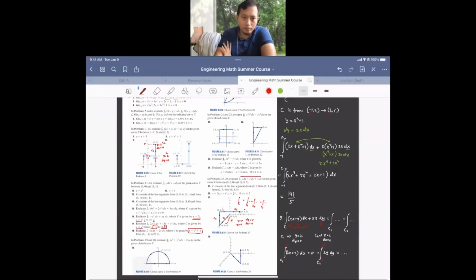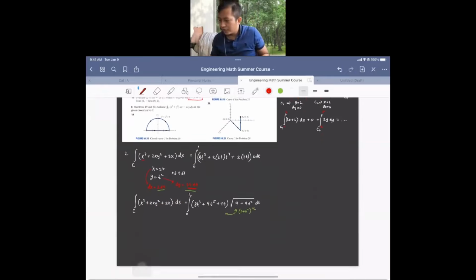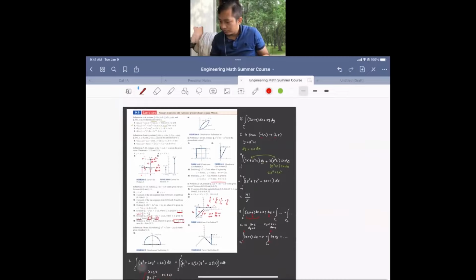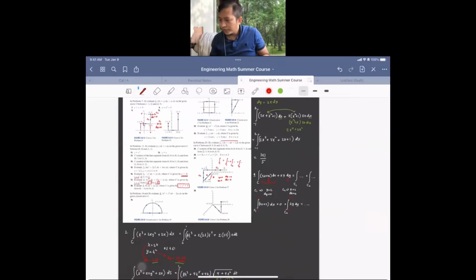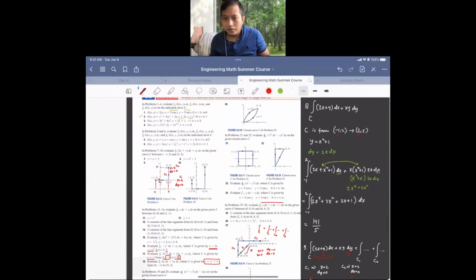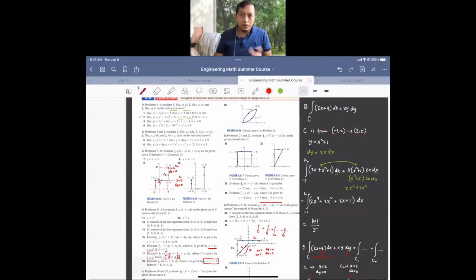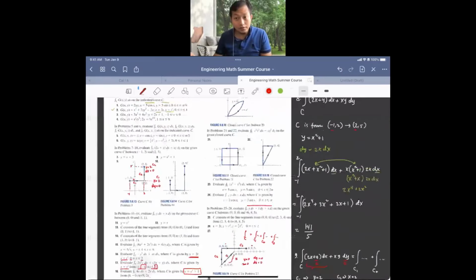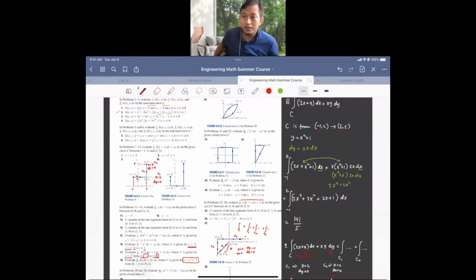Okay, maybe the next page. We still have another page, the second page for 9.8. I think from here, do you have any questions? Do you get what the line integral is, at least for this page, do you get the idea, or is it still confusing?